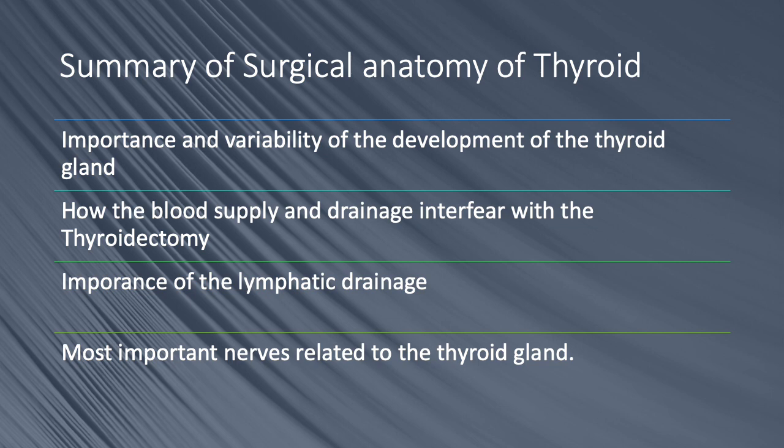To recap the surgical anatomy of the thyroid gland, we discussed the importance and the variability of the development of the thyroid gland, then how the blood supply and drainage interfere with surgery. And we have discussed the importance of lymphatic drainage and the most important nerves related to the thyroid gland. In the next section we will concentrate on abnormalities of the thyroid gland.